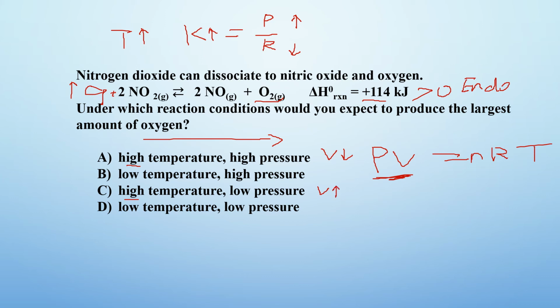So let's look at the sum of the coefficients for these gas molecules. On the left hand side you have 2, on the right hand side you have 2 plus 1, which is 3. We want more oxygen, so more products. So we want the reaction to proceed to the right hand side, because the right hand side has a higher sum of the coefficients. So we want a higher volume, and a higher volume means low pressure. So the correct answer should be C.